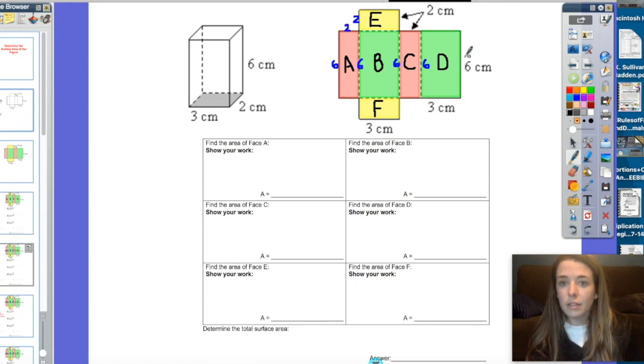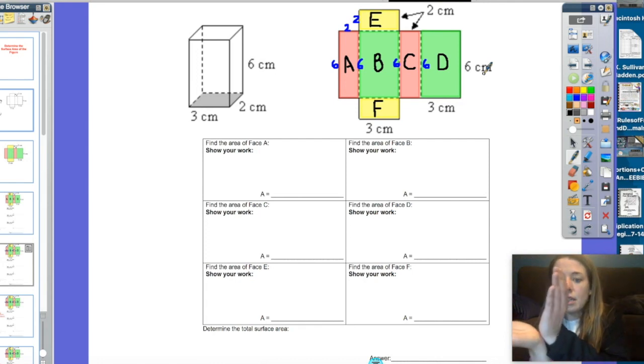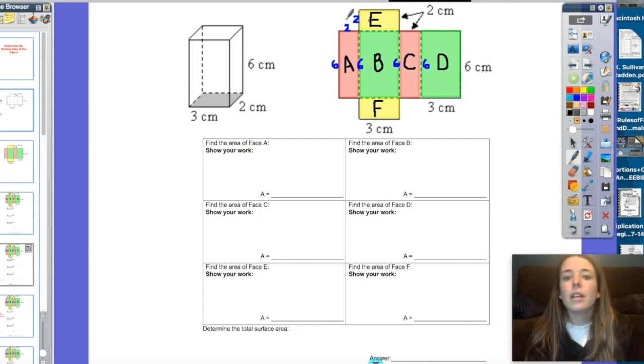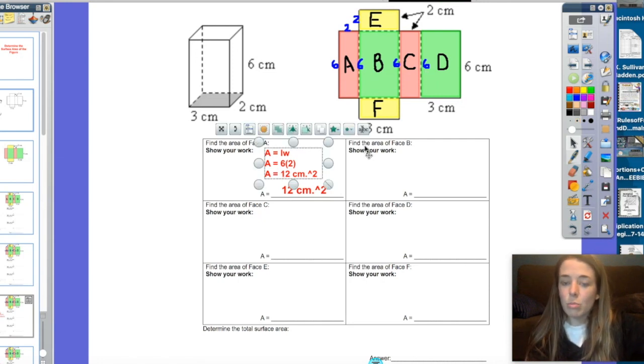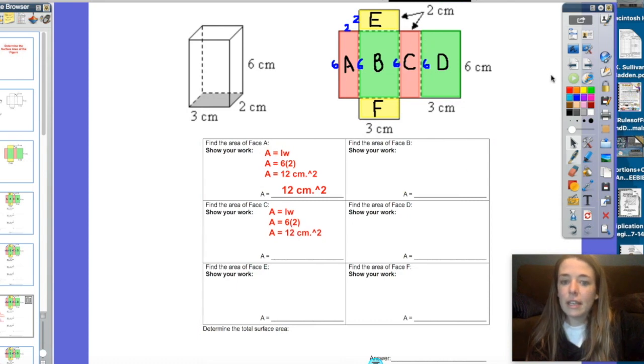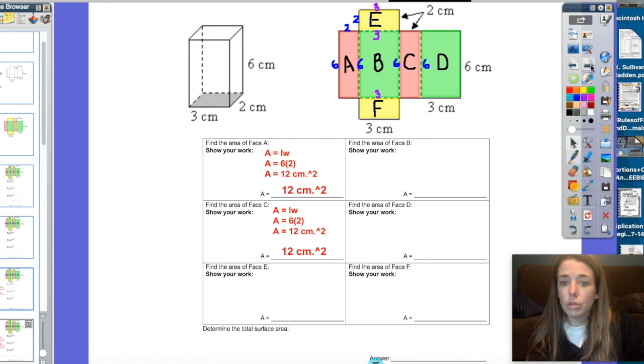So I see this 6 over here, which means I can label this as 6, and this is 6, and this is 6, and this is 6. This side is labeled as 2, which means this opposite side is also 2. And when they connect to make that corner, this one also must be equal to 2. So to find the area of A, I'm going to multiply 6 times 2. Here's my favorite part. Once I know A, I can also figure out C because they are equal. So all I have to do here is a little copy and paste, and I know that C is also equal to 12 centimeters squared.